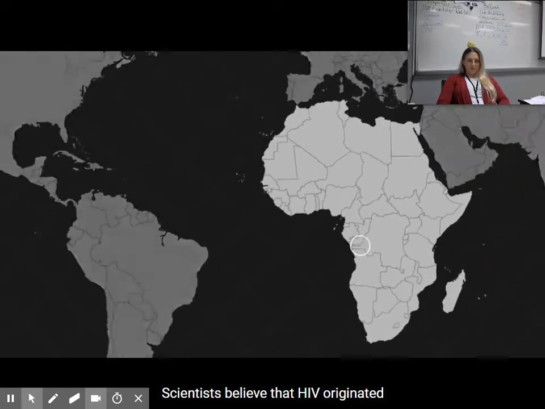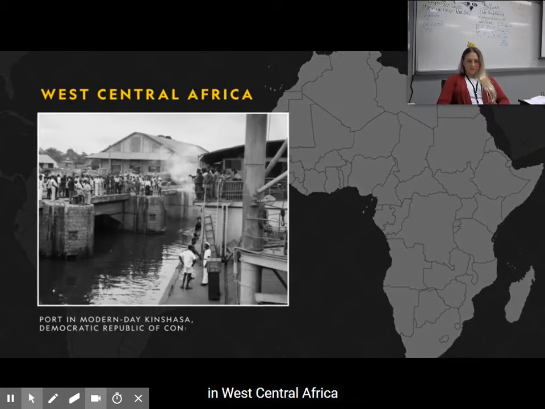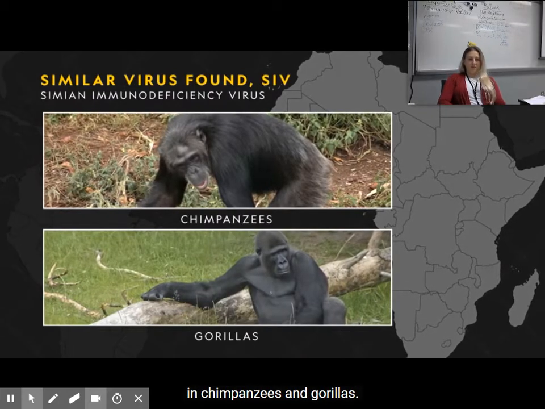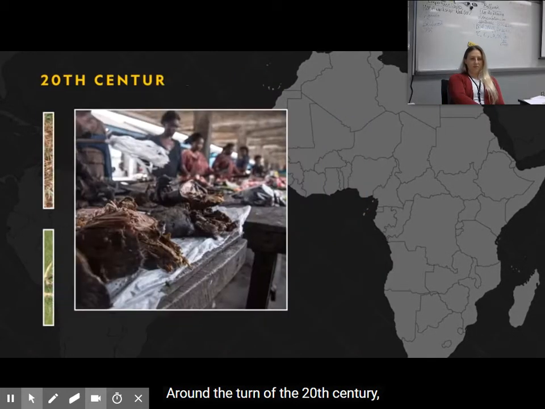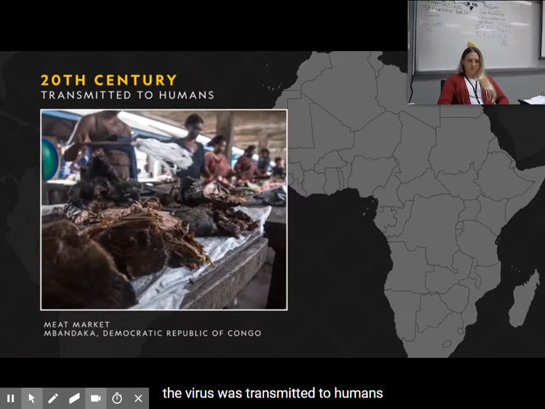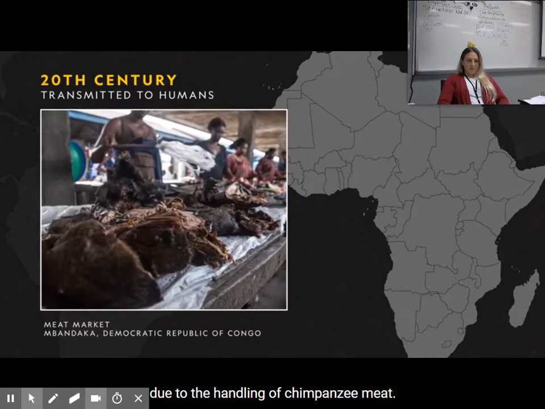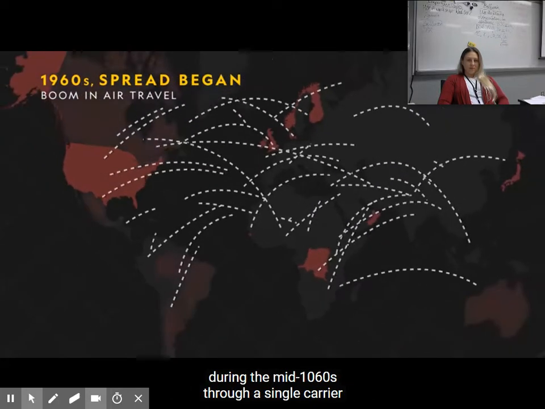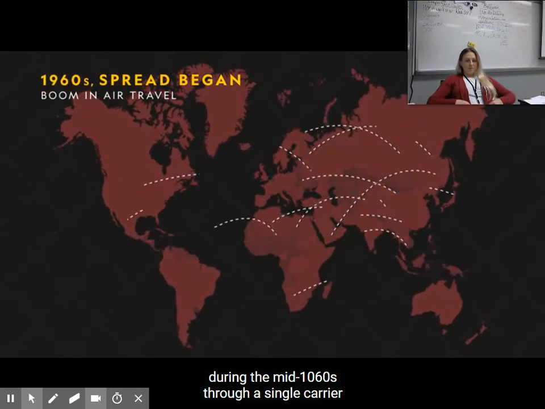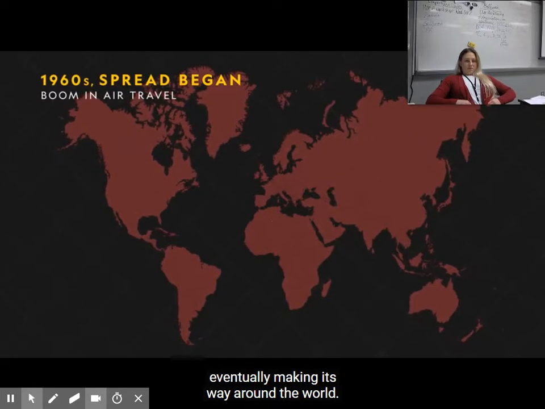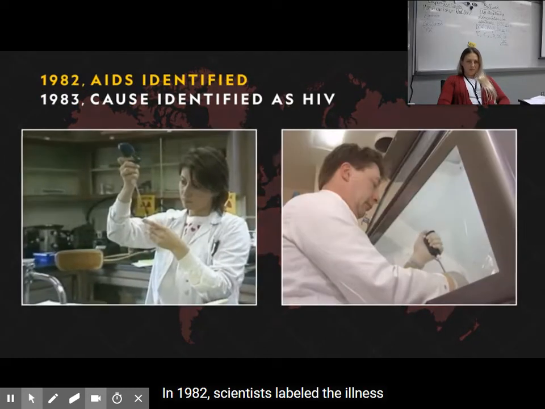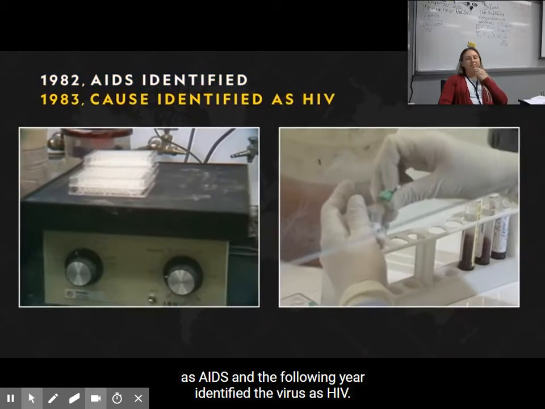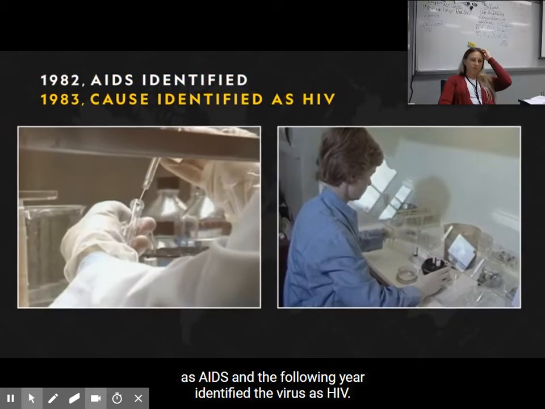Scientists believe that HIV originated in West Central Africa, where a similar virus was found in chimpanzees and gorillas. Around the turn of the 20th century, the virus was transmitted to humans due to the handling of chimpanzee meat. The virus then spread from the African continent during the mid-1960s through a single carrier, eventually making its way around the world. In 1982, scientists labeled the illness as AIDS, and the following year identified the virus as HIV.